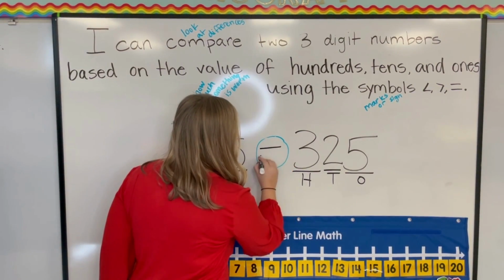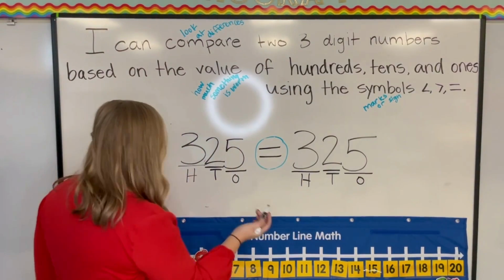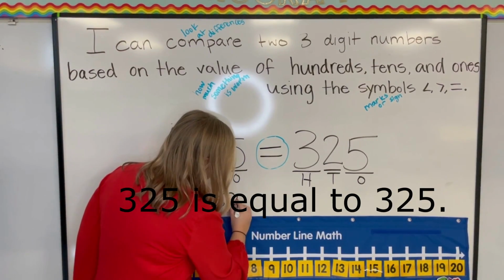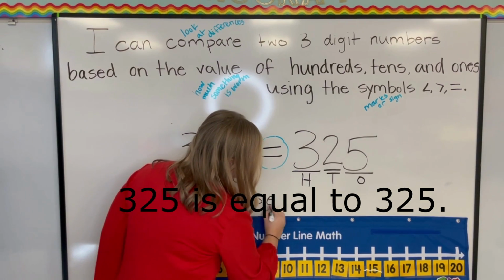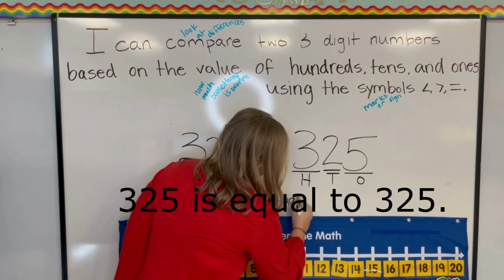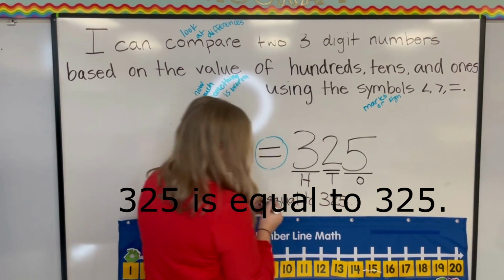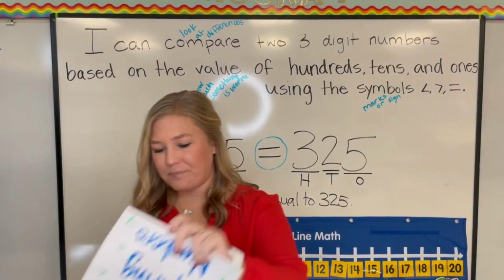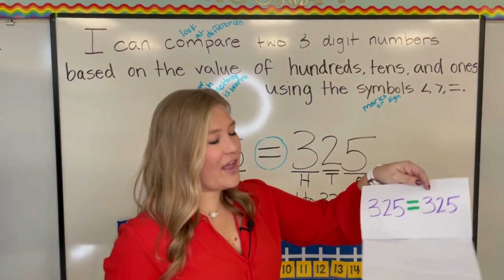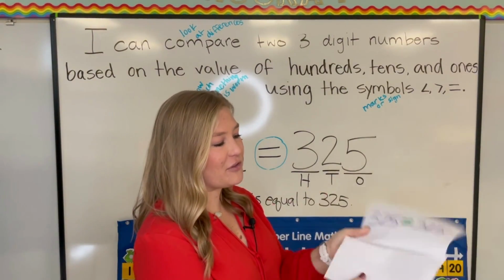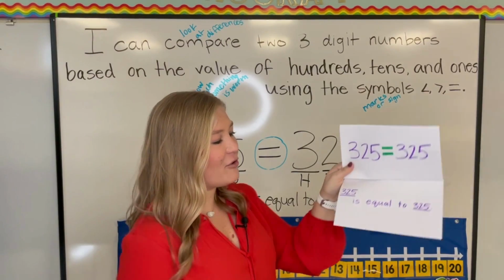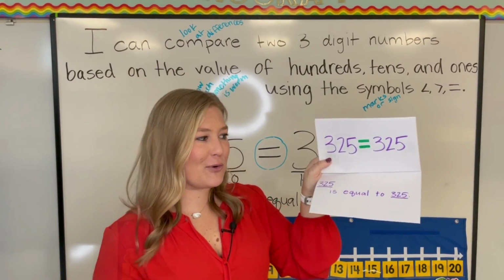So I draw my equal sign in between my two numbers, and then I can write the sentence 325 is equal to 325. And when you're done with your book, you'll say 325 is equal to 325.